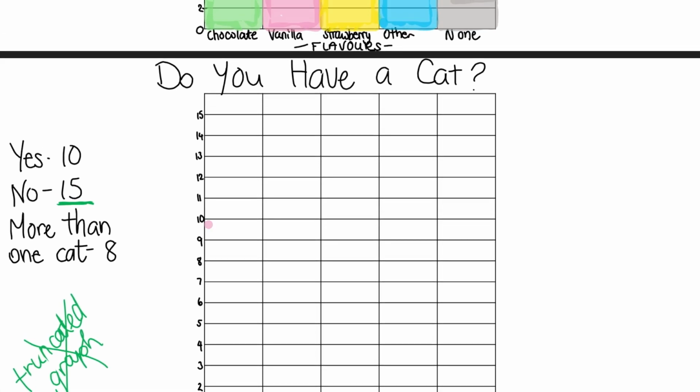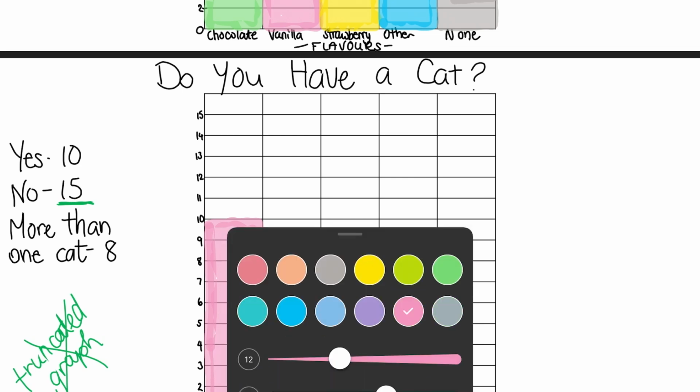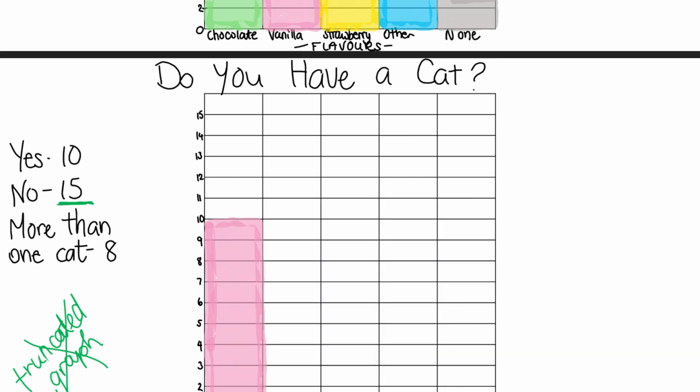And yes, let's do the yes column first. So we're going to color it a nice, neat 10, or neat enough. Again, it's on an iPad. Doing my best here. It's just slippery. So 10 people have cats. 15 people did not have cats. Those poor people, they don't know the joy of cats. That's okay. I didn't have cats for years and I was just fine.